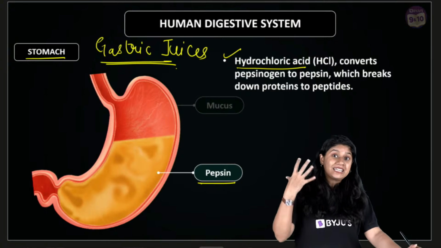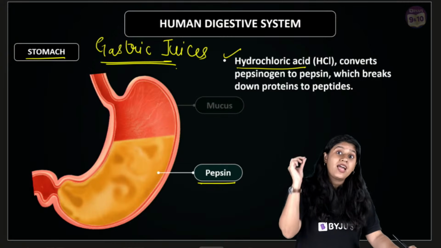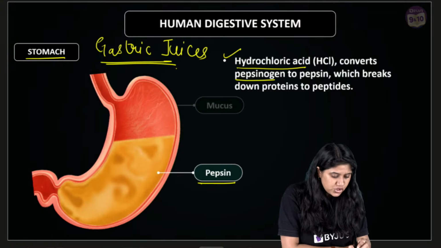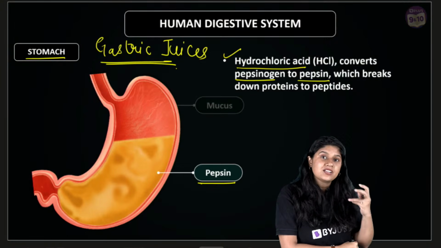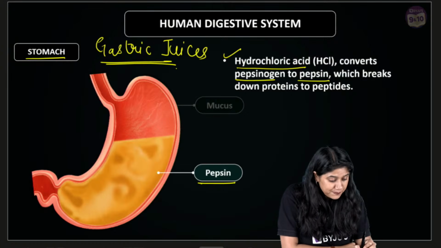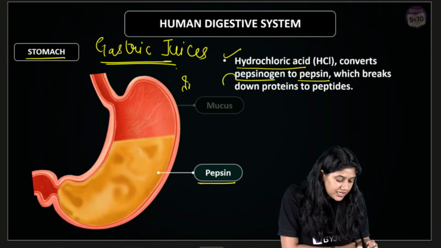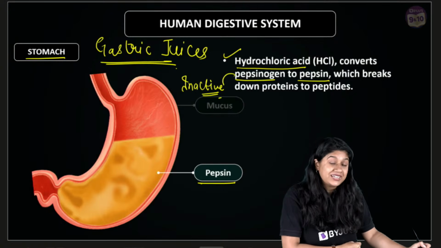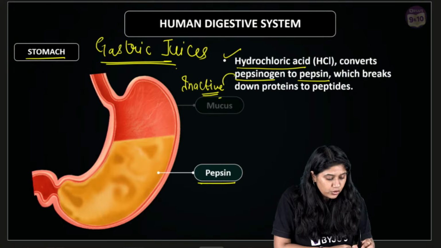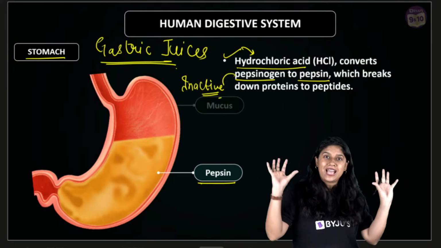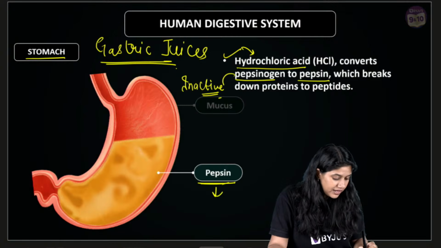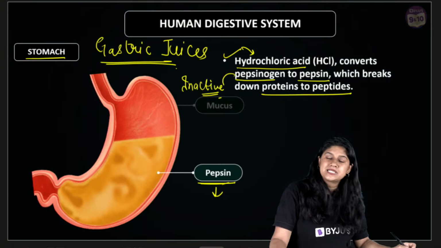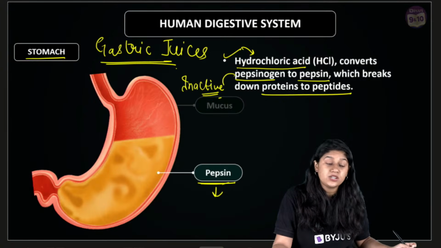Now this actually helps in killing the germs if they have entered with the food, and along with that it plays a very important role in converting pepsinogen to pepsin, right? Now this is again a very important enzyme. Everyone please note this down. Pepsinogen is an inactive enzyme. As the hydrochloric acid comes, it converts into the active enzyme, and this pepsin enzyme helps in the breakdown of proteins to peptides. Basically it helps in the digestion of protein over here.